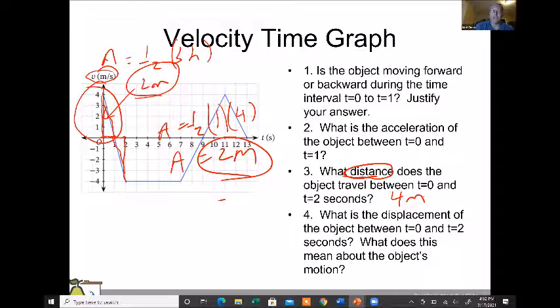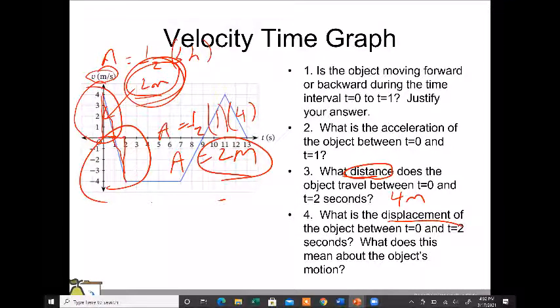When we were calculating the areas under these curves, this area was positive 2. But if we're trying to calculate distance, what should the area of the bottom triangle have been? Negative 2. When we add those together, we end up with what displacement? 0. So the displacement is 0.